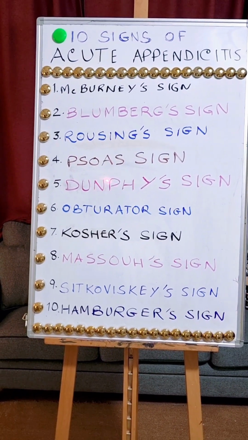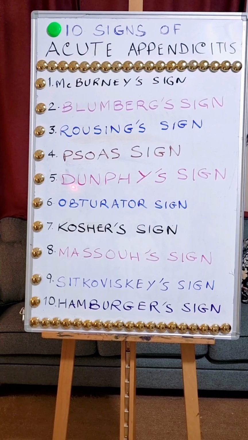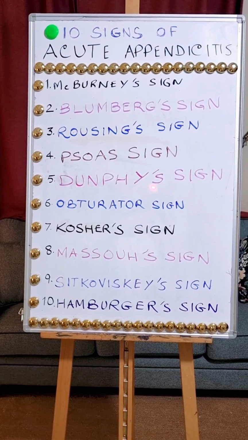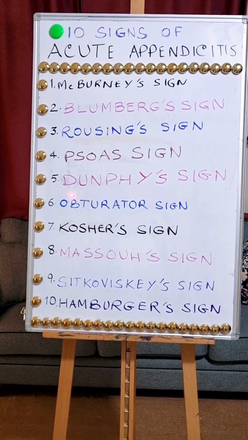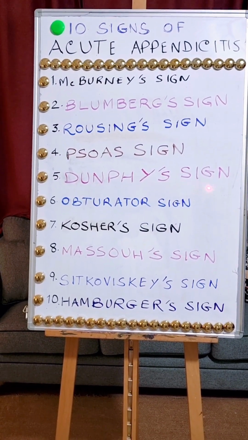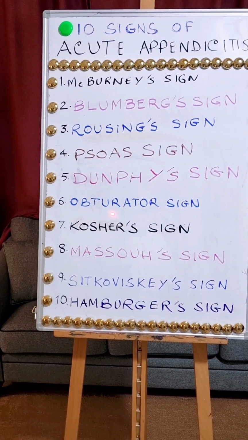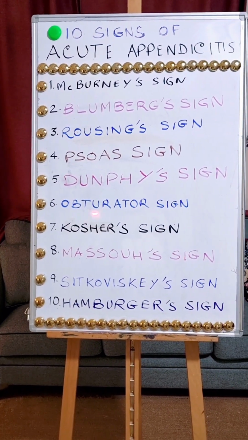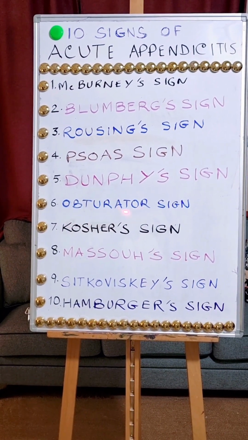The third sign is Rovsing's sign, which is also called Perman sign, where the pain occurs in the right iliac fossa when the doctor palpates or presses at the left iliac fossa, and this is because there is an increase in pressure on the appendix by pushing bowel contents towards the ileocecal valve.